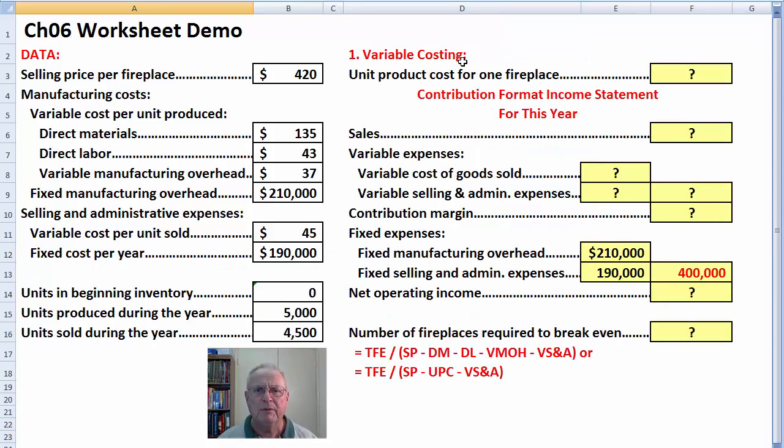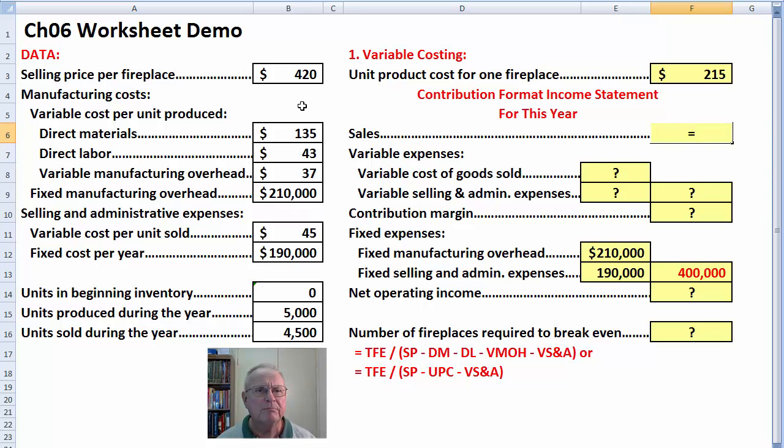Okay, starting with variable costing. First, we're going to do the unit product cost for one fireplace. And the unit product cost would be equal to the direct materials plus the direct labor plus the variable manufacturing overhead. Okay, let's work on the contribution format income statement, starting with the sales.